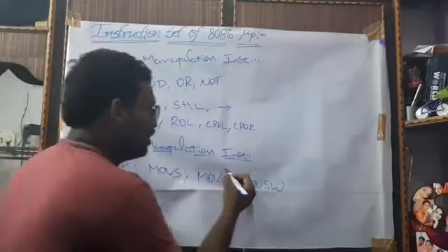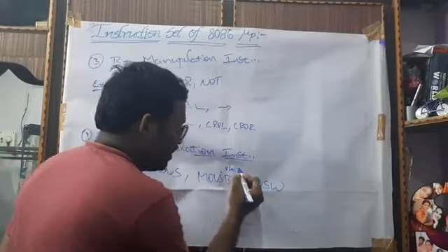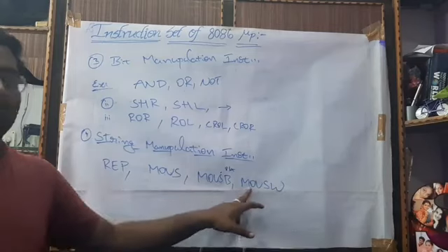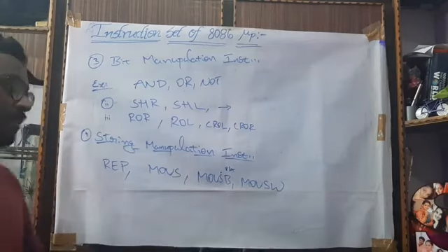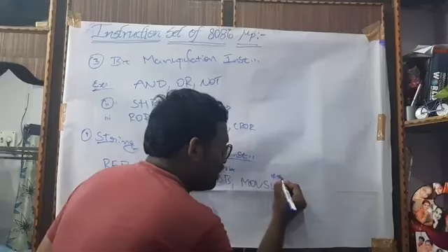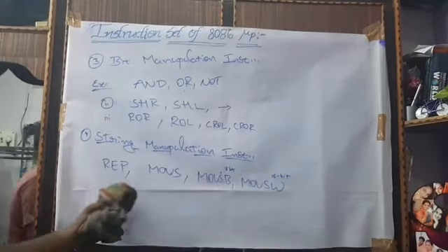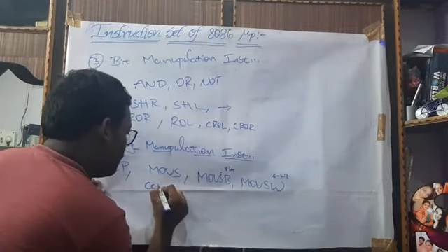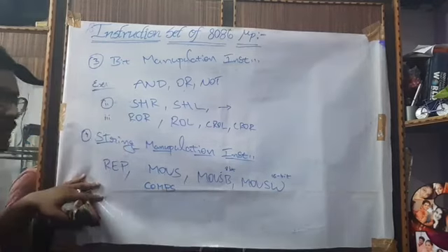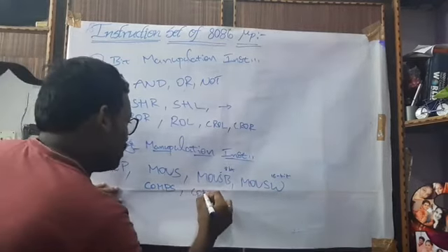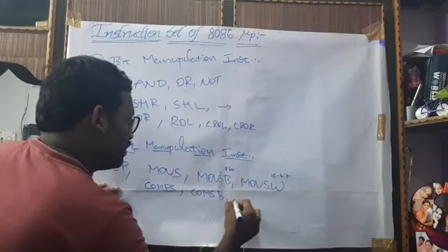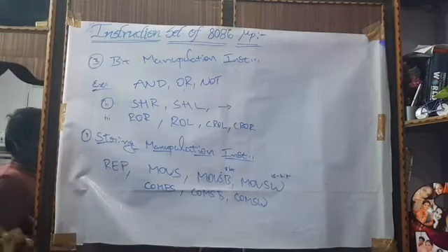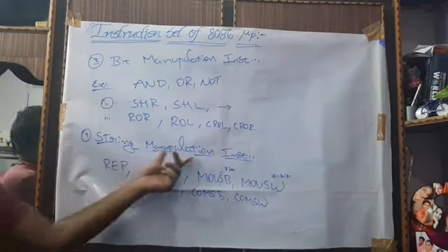Byte means 8 bits. So entirely we are shifting the string byte. MOVSW means move string word. Word means 16 bits. So these are the string manipulation instructions. Like this: compare, CMPS, compare string byte, compare string word. Okay, all these are the string manipulation instructions.